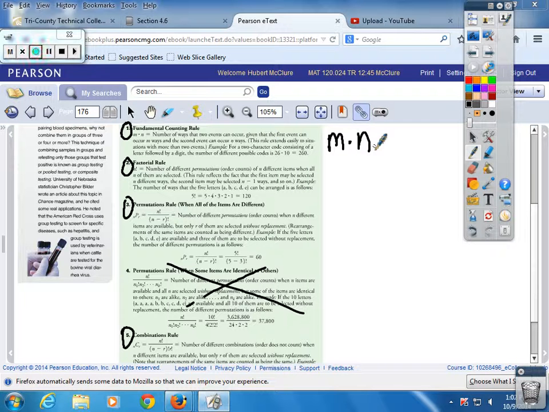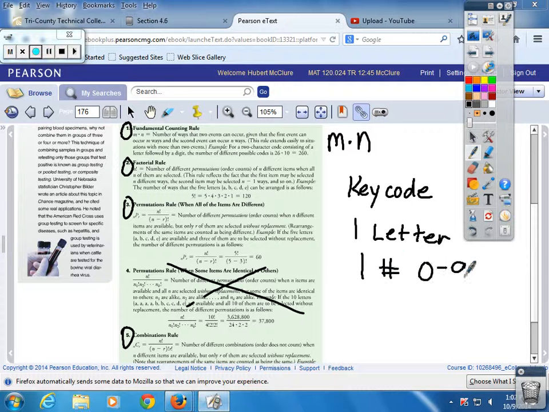Key code for a bicycle lock or whatever: you have to punch in one letter and one number, 0 through 9. Then how many different combinations can you have with one letter and one number, 0 through 9? All you do is take 26 and multiply it by 10.